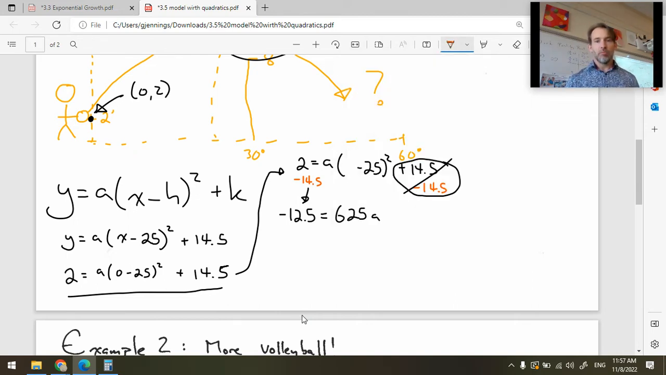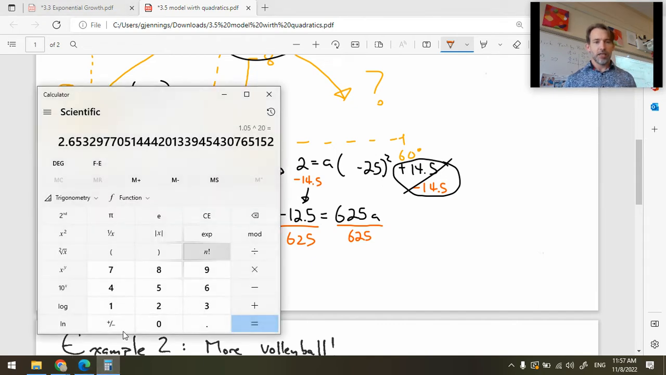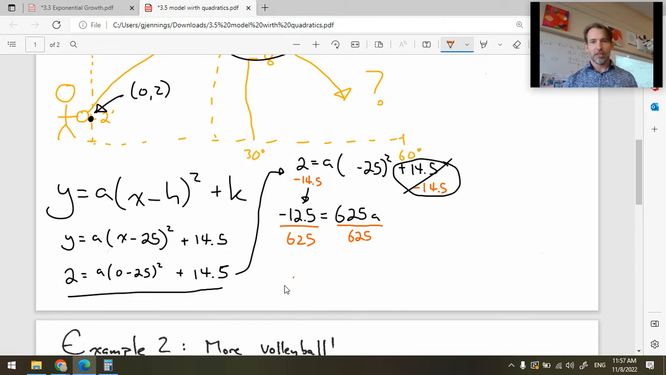I now notice that I'm multiplying a by 625. I don't want to do that, so I divide by 625. Negative 12.5 divided by 625 reduces to, I believe, 1 over 50. You can get a decimal here: negative 12.5 divided by 625 is equal to negative 0.02. It's negative 1 over 50, like I said. So negative 0.02 is equal to a.